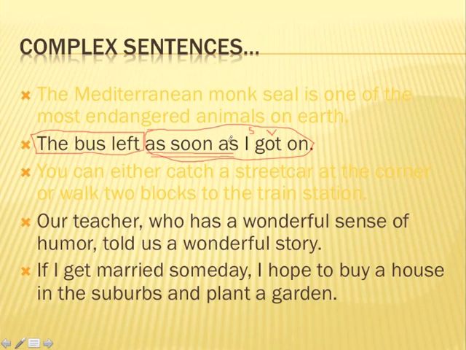So in this case, you recognize right away that this is not a complete idea. In other words, you could not use this part as a complete sentence. You couldn't say, as soon as I got on. You could perhaps use that as the response to a question, but it would not satisfy as a complete sentence. Well, that's because you have a subordinating connector right here, as soon as.